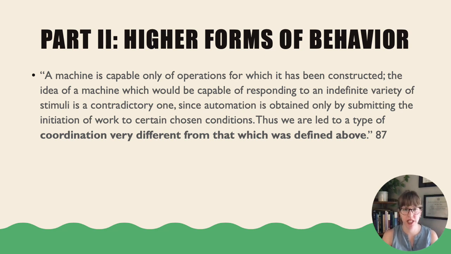He says, "A machine is capable only of operations for which it has been constructed. The idea of a machine which would be capable of responding to an indefinite variety of stimuli is a contradictory one, since automation is obtained only by submitting the initiation of work to certain chosen conditions. Thus, we are led to a type of coordination very different from that which was defined above." So Merleau-Ponty is not just exploring the idea of machines, he's exploring organisms and people, all forms of organic life, organic systems. So he contrasts that with the more limited kind of coordination that we see in a machine.